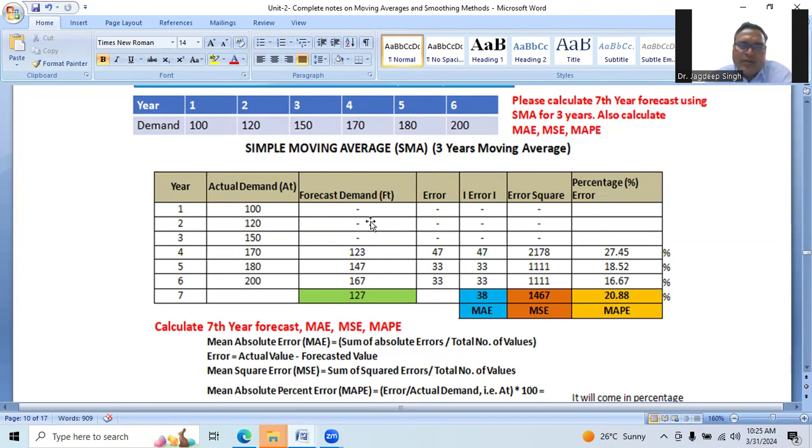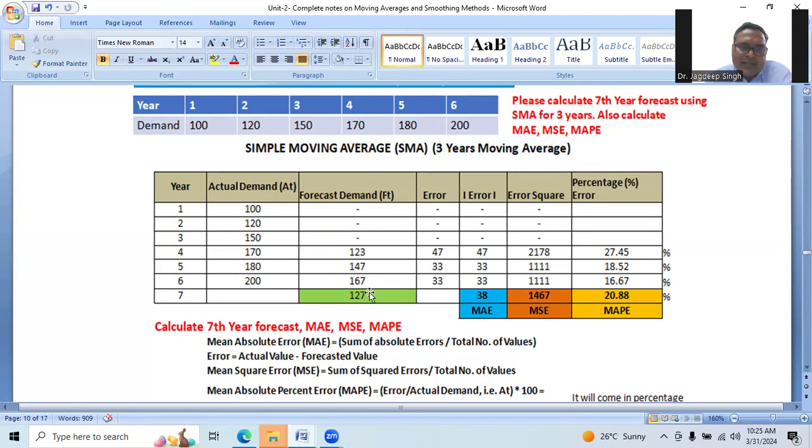So in the next column, forecasted demand, we need to start from the second year. How to do that? 100 plus 120 plus 150 divided by 3, so it will become 123, right? So it will become the forecasted demand for the first 3 periods, a 3-year moving average basically. Similarly, the next period forecasted demand would be 120 plus 150 plus 170 divided by 3, it will become 147. So that can be entered into the year 3 column.